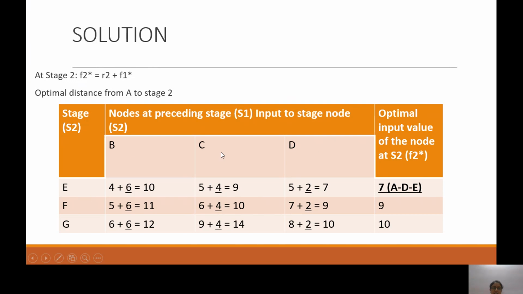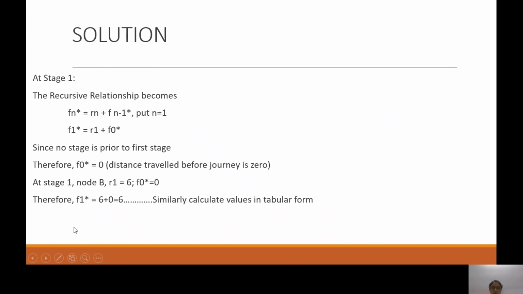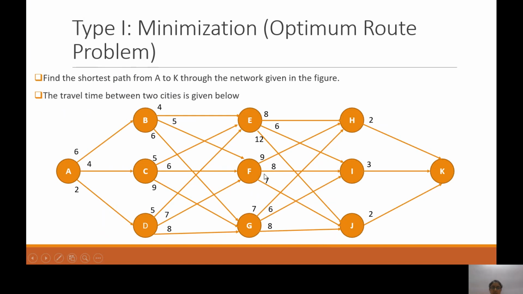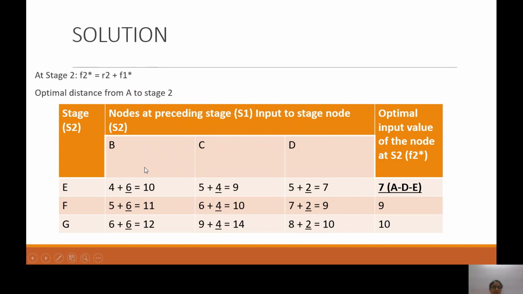Stage 2 is from B, C, D to E, F, G. Okay, so if you want to refer to the diagram, from B, C, D to E, F, G, we have 3 by 3, 9 different routes that are going to be there. So one by one we will see. B to E, C to E, D to E, we'll see row wise.